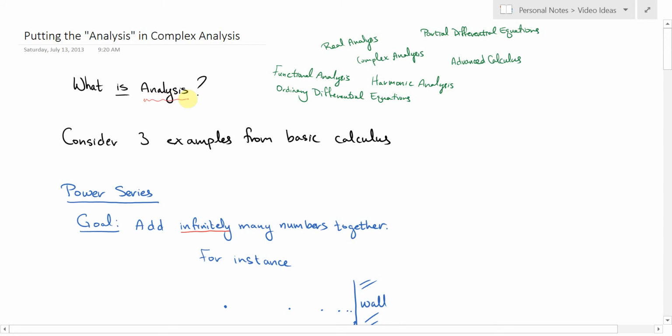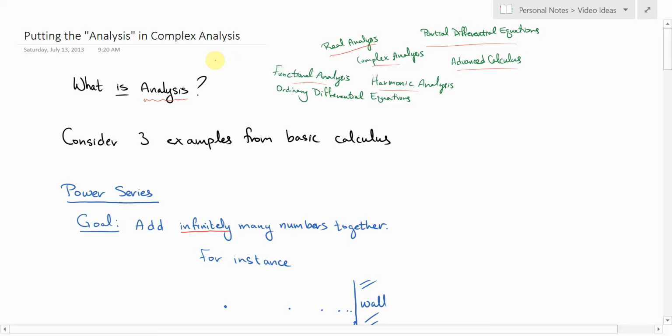Analysis is usually called one of the major branches of mathematics, along with things like abstract algebra and geometry and topology or things like that. And it of course has many different sub-branches. You've got real, complex, functional, ordinary differential equations, harmonic, advanced calculus, partial differential equations, and so on. So there's lots of different ones, but what unites all of these things? And actually the first foray into analysis you've ever had is basic calculus.